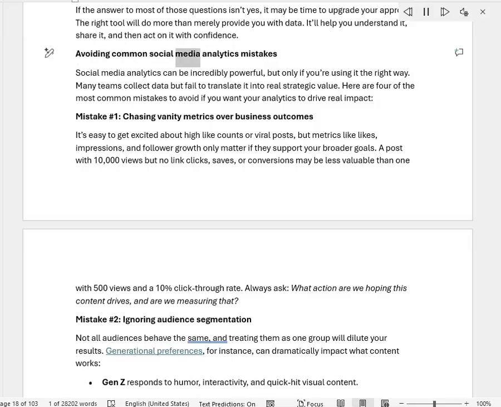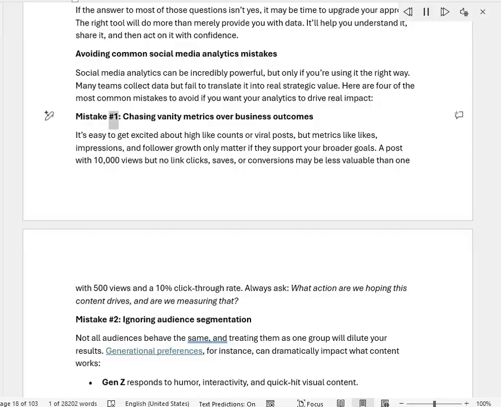Avoiding common social media analytics mistakes. Social media analytics can be incredibly powerful, but only if you're using it the right way. Many teams collect data but fail to translate it into real strategic value. Here are 4 of the most common mistakes to avoid if you want your analytics to drive real impact.